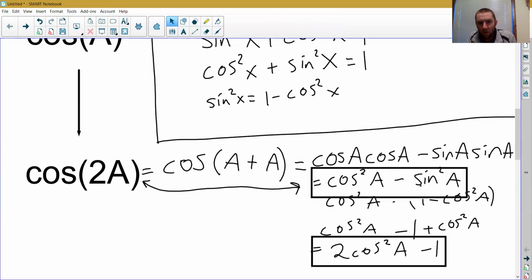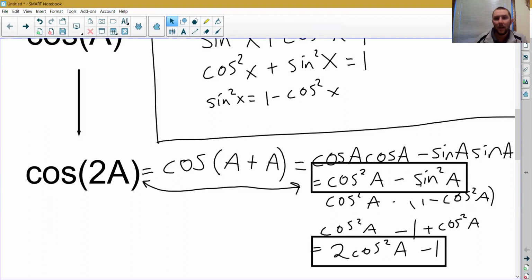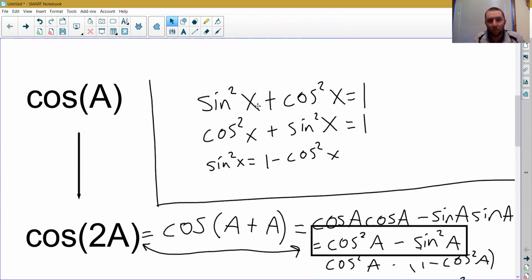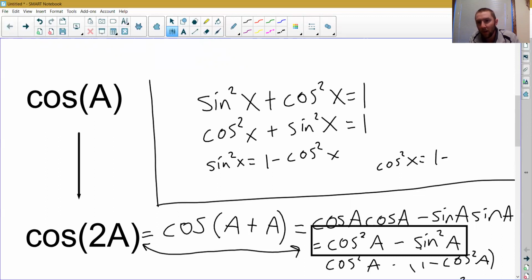And then there's one more. We go back to the original double angle formula for cosine that we came up with, and instead of solving this identity for sine squared, we solve it for cosine squared. So we subtract the sine squared over to the other side, and we get the idea that cosine squared x is equal to 1 minus sine squared x.